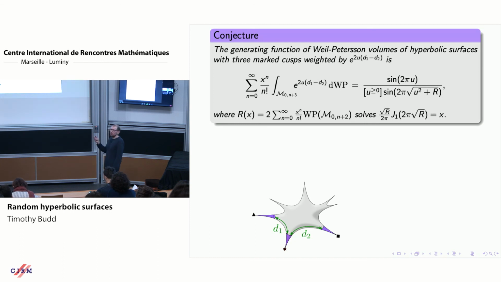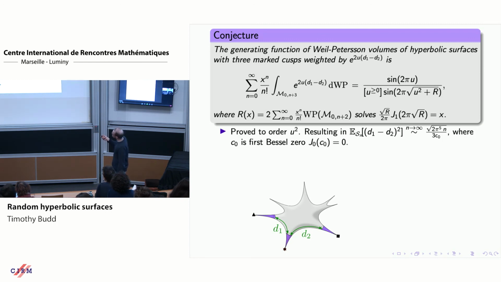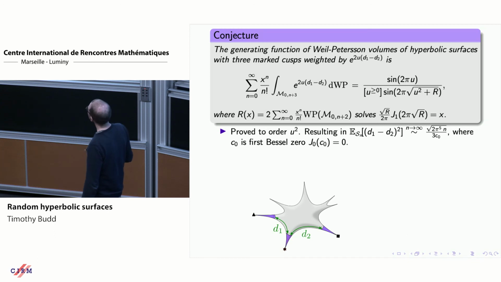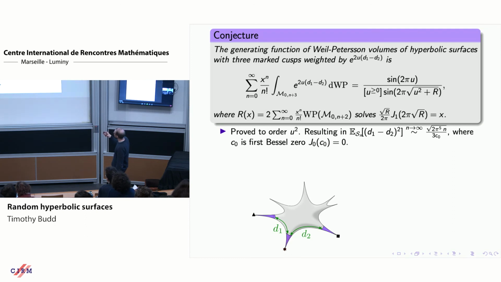In principle, one should be able to prove this theorem using the tree bijection, but the integrals that are involved in general are just, well, above my head at the moment. But the simplest case one can prove, so at order u squared, if I just look at the u squared term, that's just including the distance squared, so that gives you insight into the expectation value of the squared distance difference in these surfaces. So in particular, it tells us, when I take the number of cusps to infinity, that the square of the distance grows like the square root of n, indeed showing that the typical scale of distances is of the order n to the 1/4.